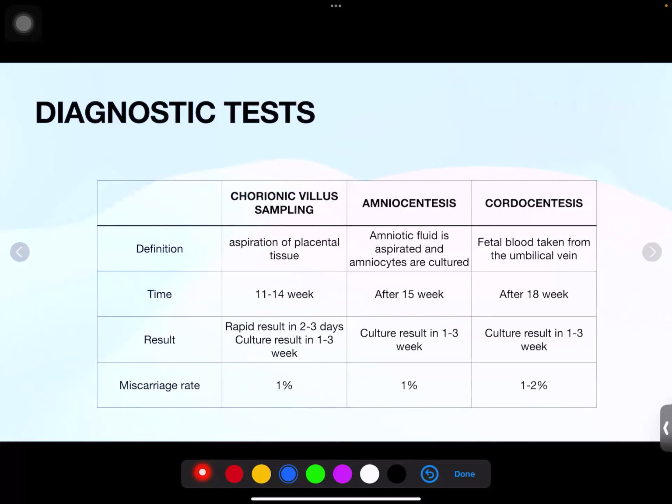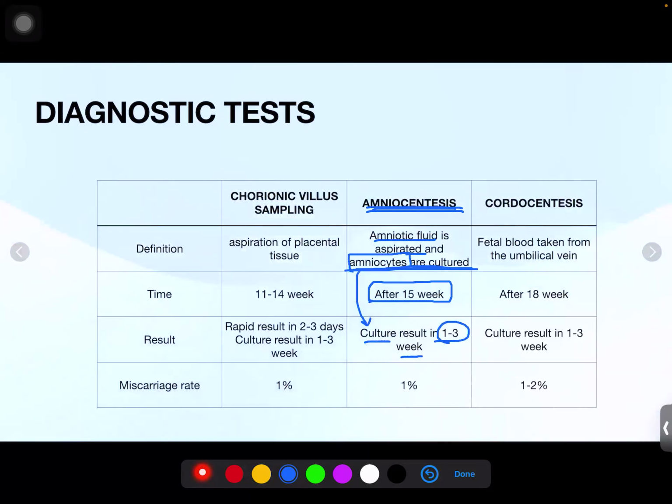So what is the next? Next is amniocentesis. The name shows that you aspirate amniotic fluid. You aspirate amniotic fluid, and you culture the amniocytes within it. Amniocytes are released from fetal skin, urinary tract, and GIT. So you take amniocytes and you culture them. The culture result again will come in 1 to 3 weeks, so it is time taking, and you can get this testing after 15 weeks. You cannot perform it before 14 weeks.